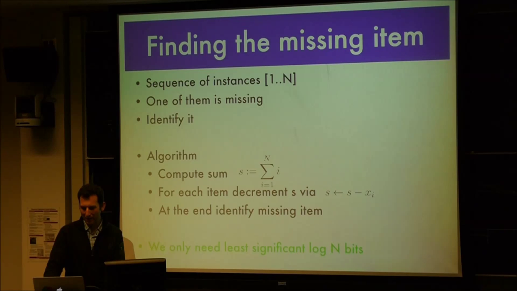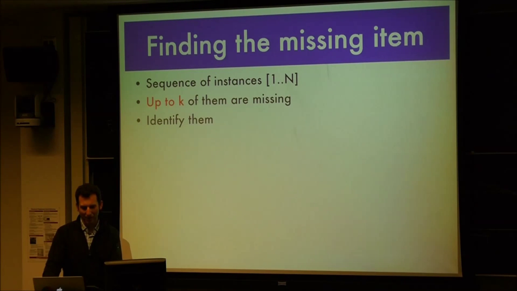Okay. Now, let's say up to k elements are missing and you want to get them. How would you do that? Any ideas?